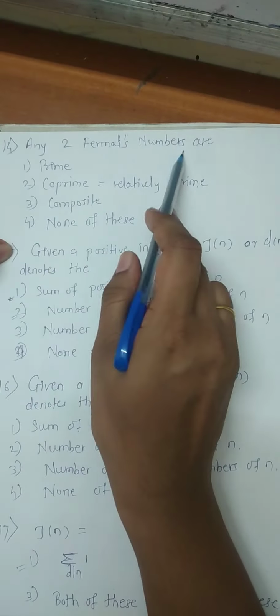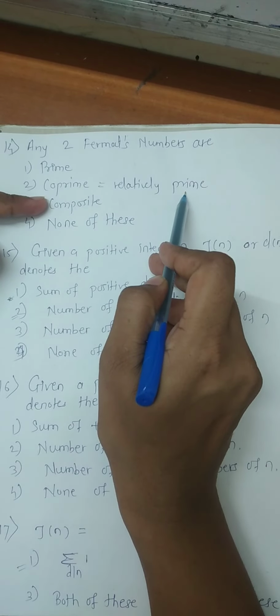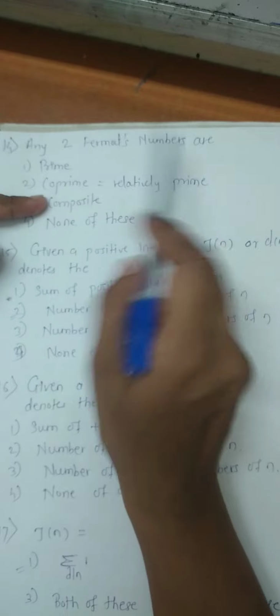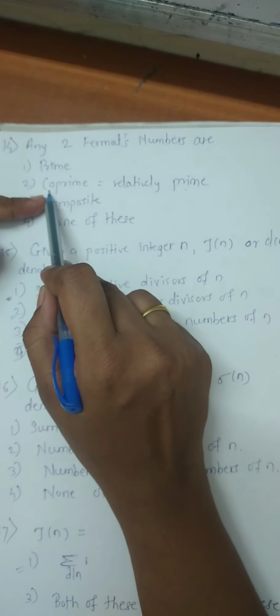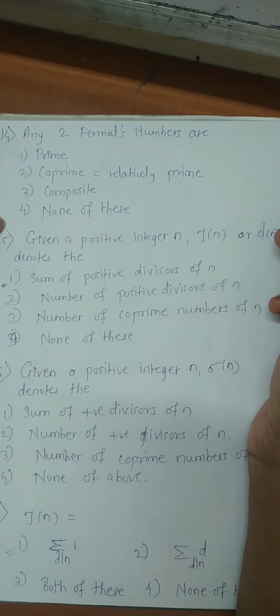Next MCQ, any two Fermat's numbers are always relatively prime. We have seen these two Fermat's numbers are always relatively prime, or you can say co-prime. Co-prime means relatively prime.